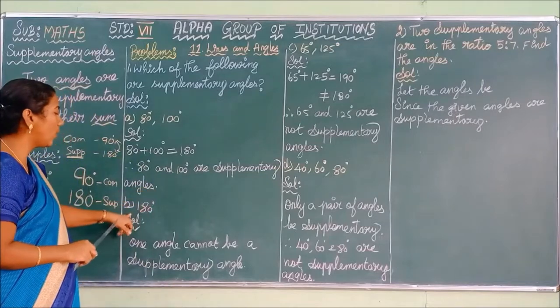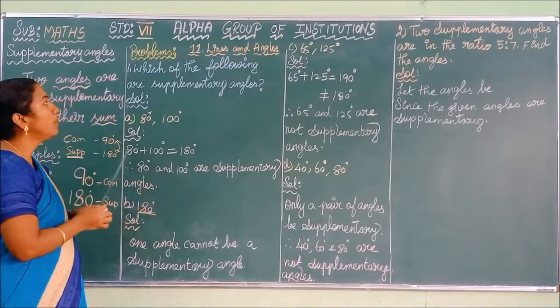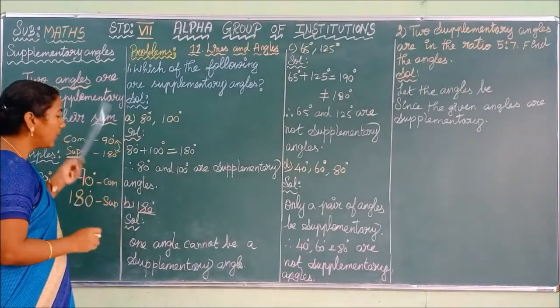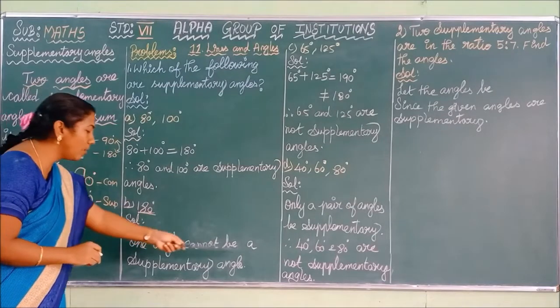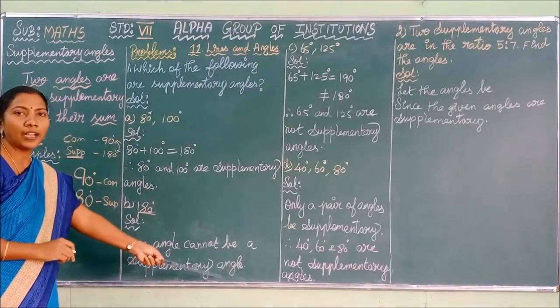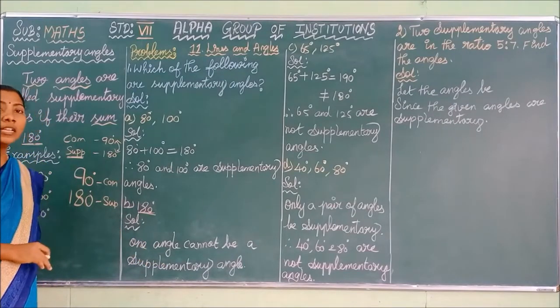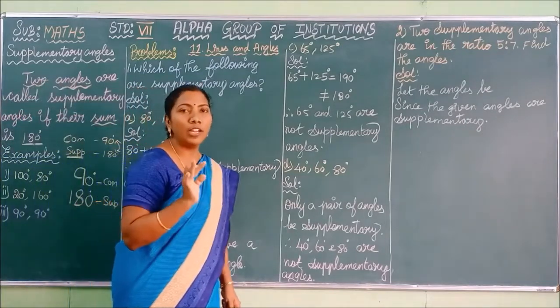See the next one, 180 degree. Here they gave only one angle. Supplementary angle means, as per the definition, we have to take two angles. But they gave only one angle. So you have to write: one angle cannot be a supplementary angle. So this is not a supplementary angle. For supplementary angles we definitely have to take two angles.